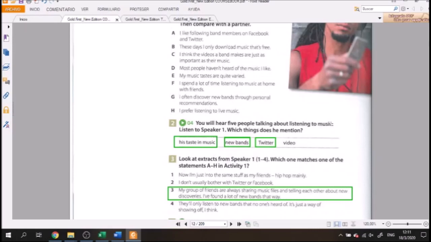My group of friends are always sharing music files and telling each other about new discoveries. I found a lot of new bands that way. Which one is it? Yes, very good.